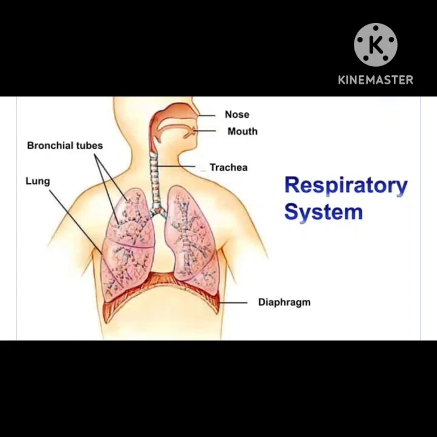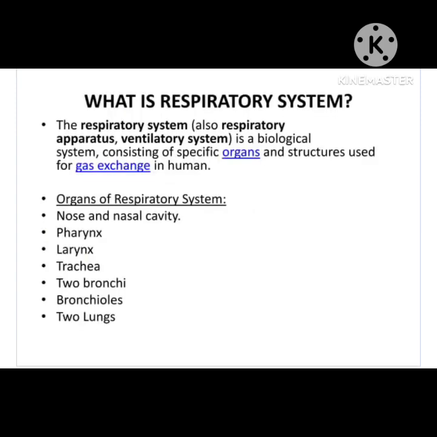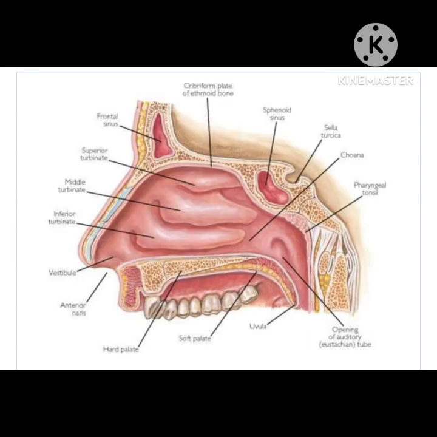Today we will discuss the respiratory system. So what is the respiratory system? The respiratory system, also known as the respiratory apparatus, is a biological system and it consists of different types of organs. You can see here the nose and nasal cavity, pharynx, larynx, trachea, two bronchi, bronchioles and two lungs. One by one we will discuss all these parts.